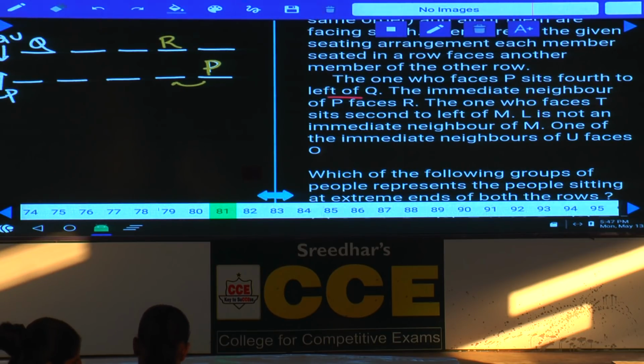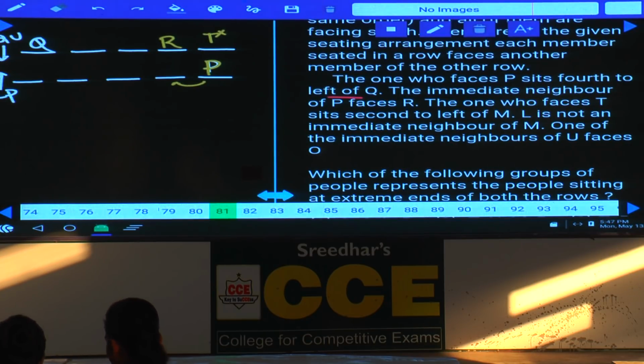And the one who faces T sits second to the left of M. The one who is facing T is seated second to the left of whom? Seated second to the left of M. That means T cannot be at this place. If T is here, then P and M must be in the same place, which is not possible. Hence T must be here.